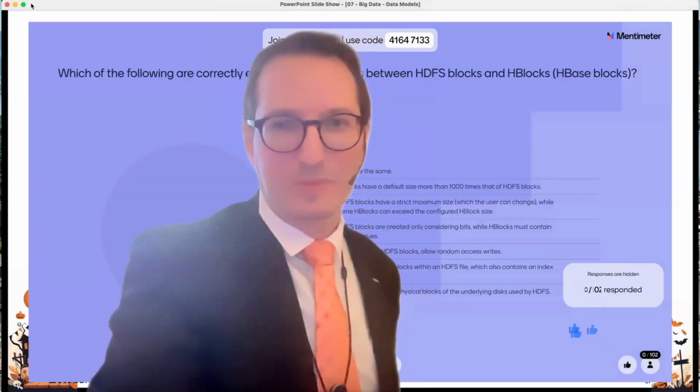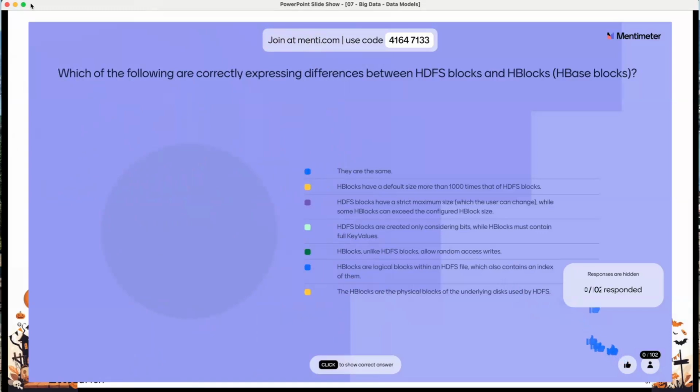So what is the difference between the HDFS blocks and the HBase blocks? I call the HBase blocks H blocks. Answer number 1, they are the same. Answer number 2, H blocks, the HBase blocks, have a default size that is more than 1,000 times that of HDFS blocks, right? So H blocks are much larger than HDFS blocks, the way it's typically configured.